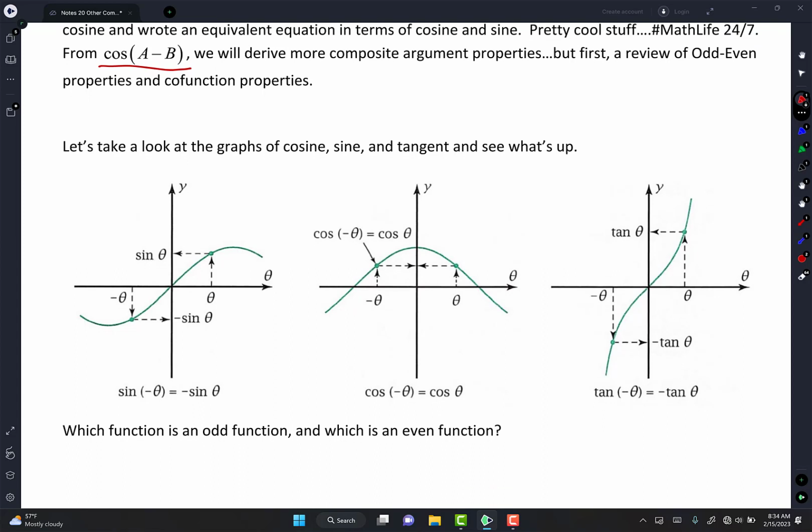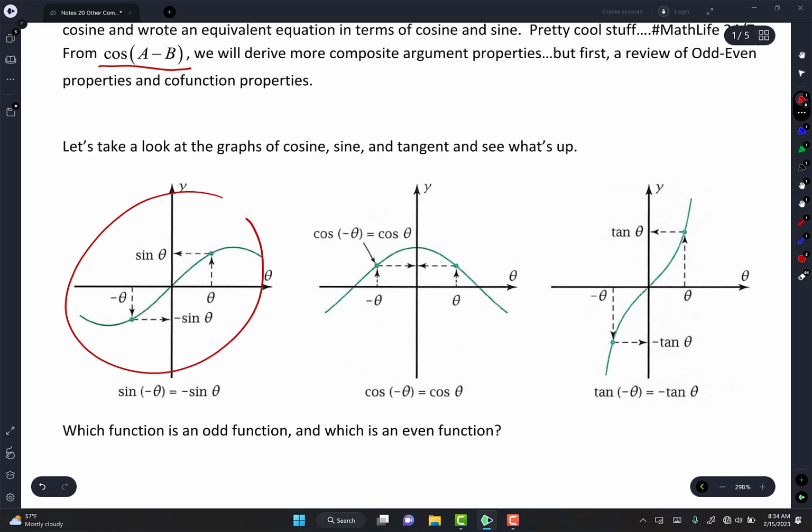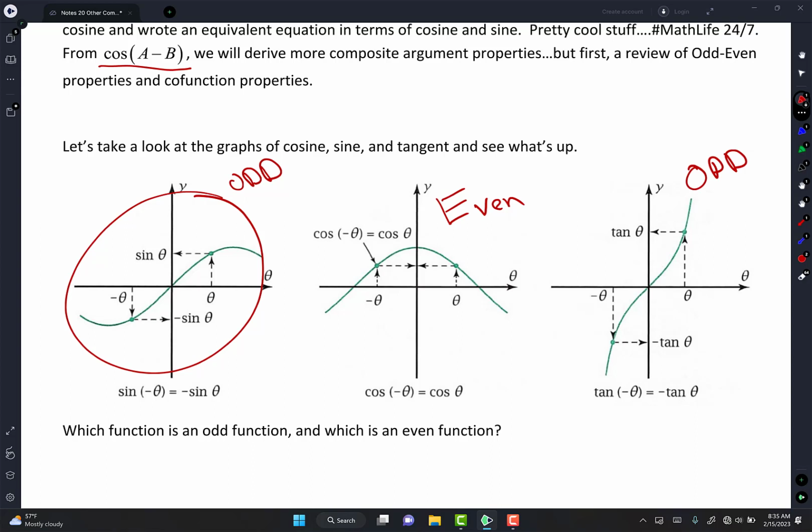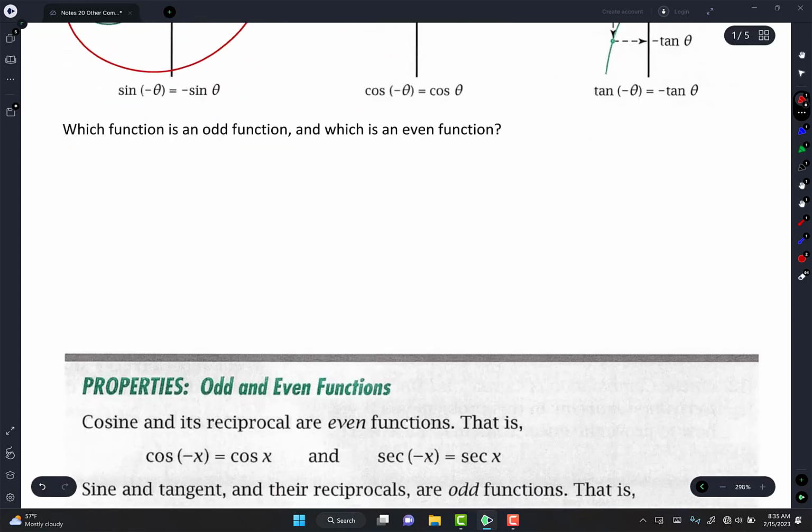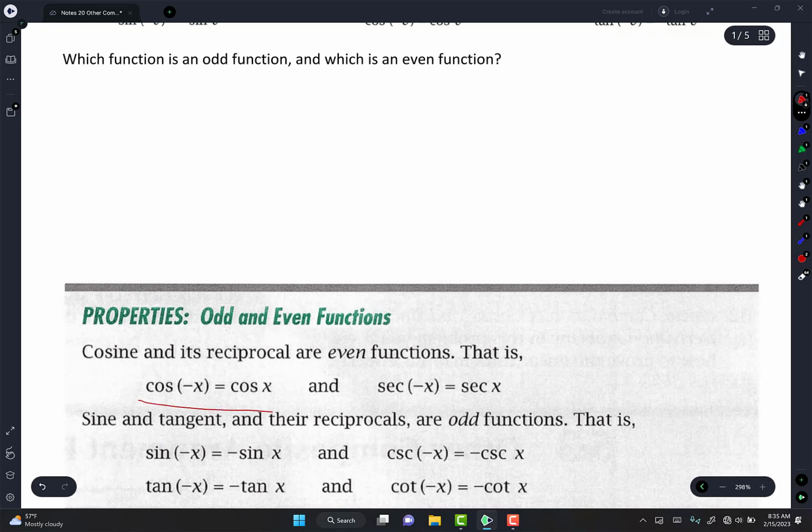Remember that an odd function is symmetric about the origin, so flip, flip. So this one here is odd. This one is even. And tan is, again, an odd function. Let's see. If the cosine is even, then the reciprocal of cosine is also even. The reciprocal of cosine is secant. So notice all those rules are right here. Cosine and secant are even functions.